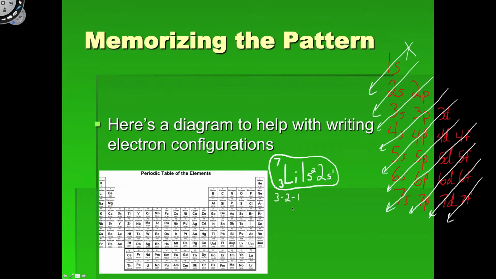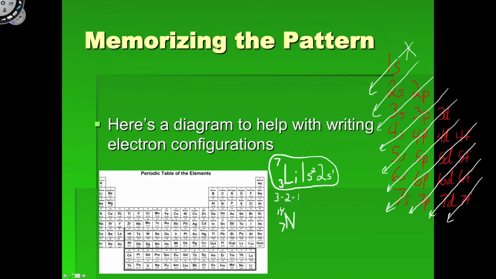Pretty straightforward. Well, what if we were to try nitrogen? So I'm going to write the symbol for nitrogen, N, and I see that it's got a mass number of 14, and it has an atomic number of 7. And how many total electrons does it have? Well, it has 7, so I have to account for 7 electrons in nitrogen.